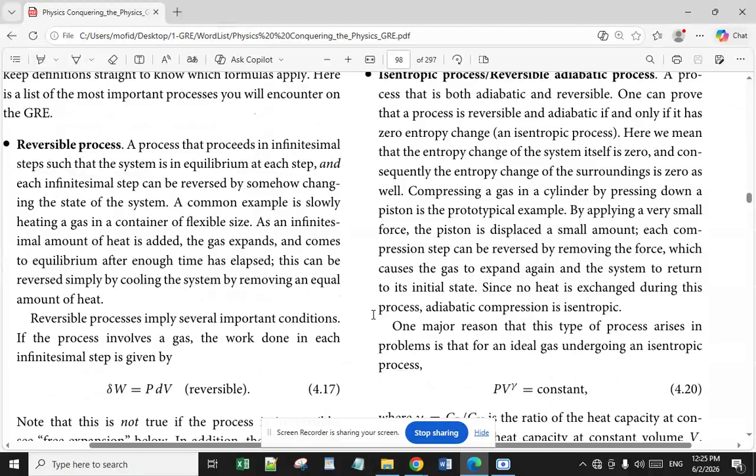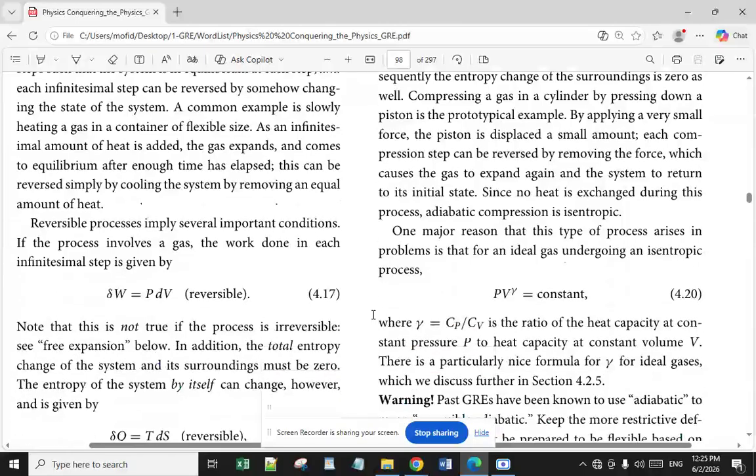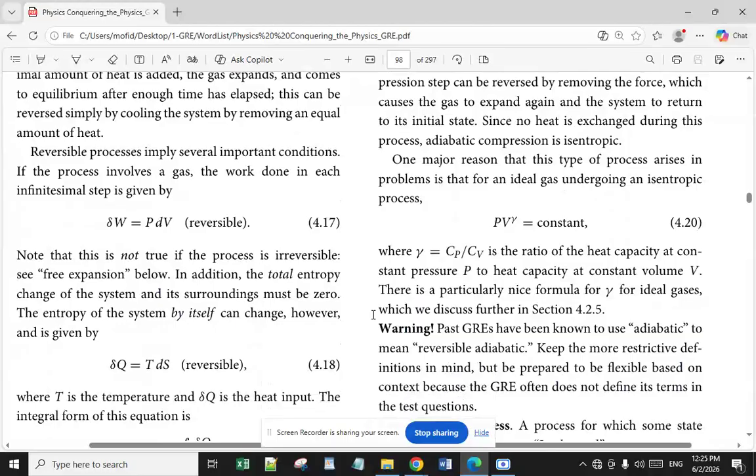Since no heat is exchanged during this process, adiabatic compression is isentropic. One major reason that this type of process arises in problems is that for an ideal gas undergoing an isentropic process, PV to the power of gamma is equal to a constant, where gamma is equal to CP divided by CV, the ratio of the heat capacity at constant pressure P to the heat capacity at constant volume V. There is a particularly nice formula for gamma for ideal gases, which we discuss further in section 4.2.5.